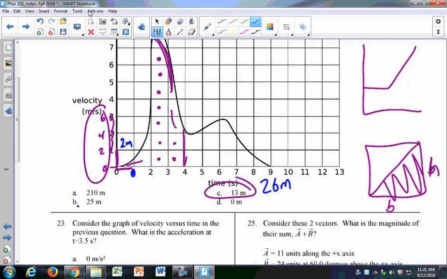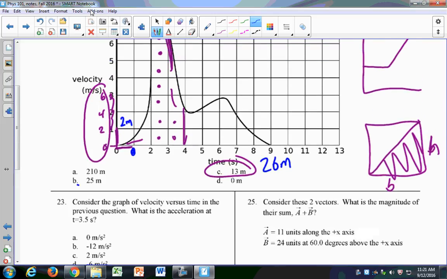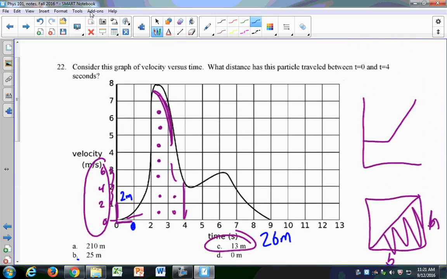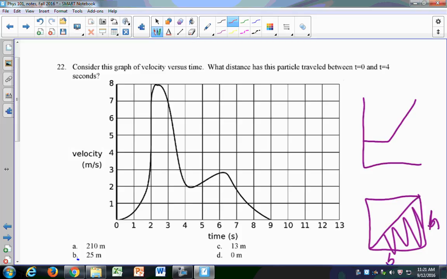This is good practice for y'all. Okay, so here, what is the acceleration at t equals 3.5 seconds? Well, I'm looking for acceleration from a v versus t graph. I'm looking for the slope. So at t equals 3.5 seconds, which is right there.